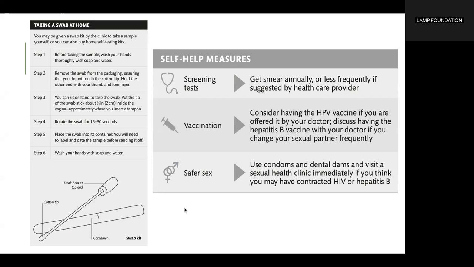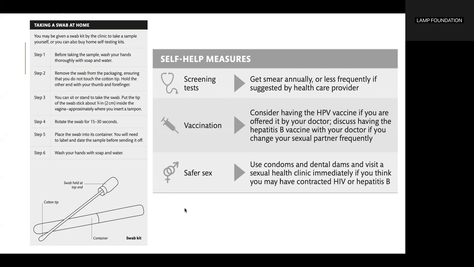Step 3, you can sit or stand to take the swab. Put the tip of the swab stick about 3/4 inch or 2 centimeters inside the vagina, approximately where you insert a tampon. Step 4, rotate the swab for 15 to 30 seconds. Step 5, place the swab into its container. You will need to label and date the sample before sending it off. Step 6, wash your hands with soap and water.